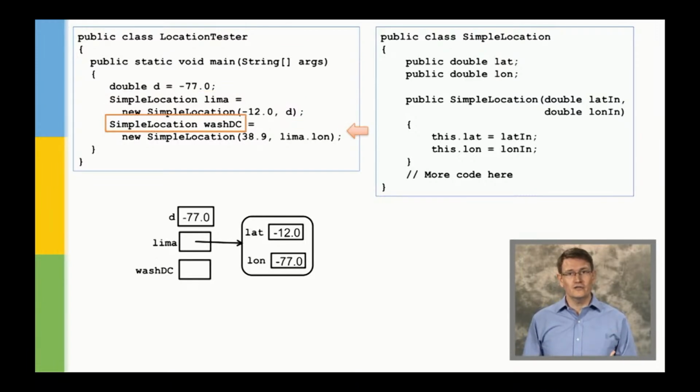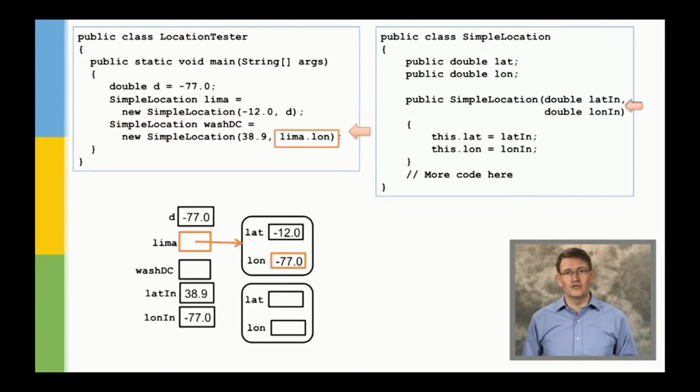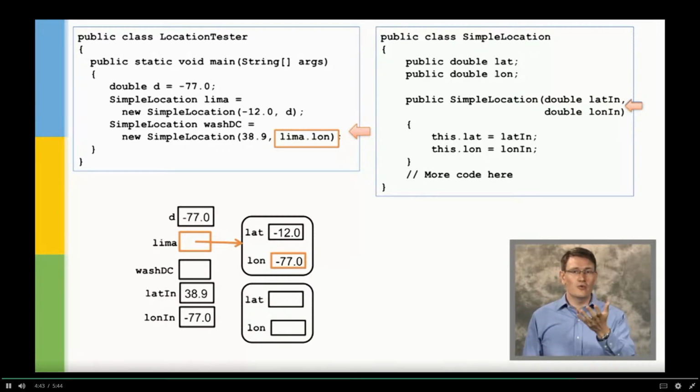Now we're going to create a reference for a second object, which is called washdc. And now I'm actually going to create the object by calling that new simple location. So again, new simple location allocates space in the heap for a new object. And I'm now going to call this method passing in these two parameters. And the key part to this problem is really what happens with lima.long. When you call a constructor and you're passing these values as parameters, in Java they are always passed by value. So 38.9 is going to be copied over as exactly 38.9. And lima.long is going to be evaluated to be the -77 that it is. And then that -77 is what's passed in for long.